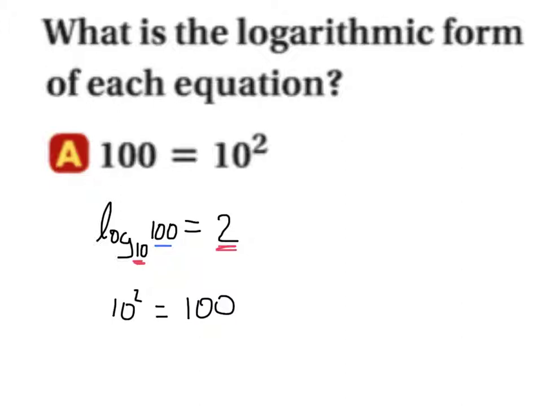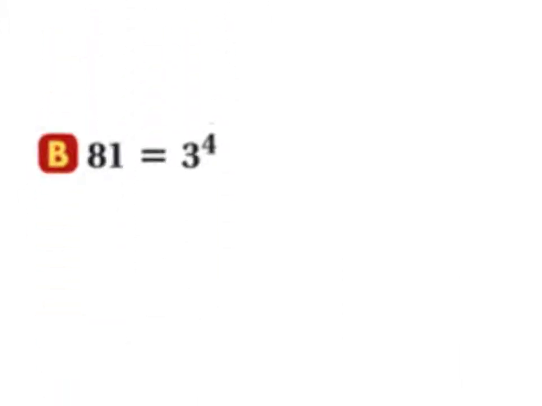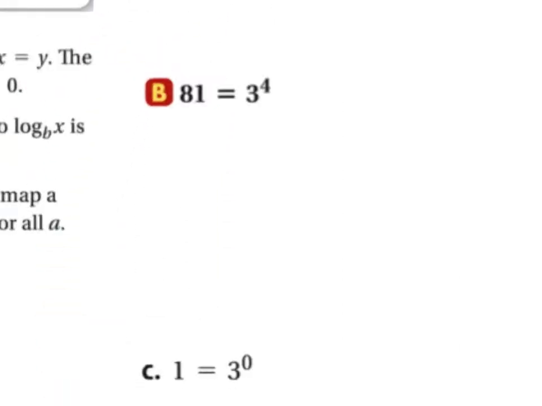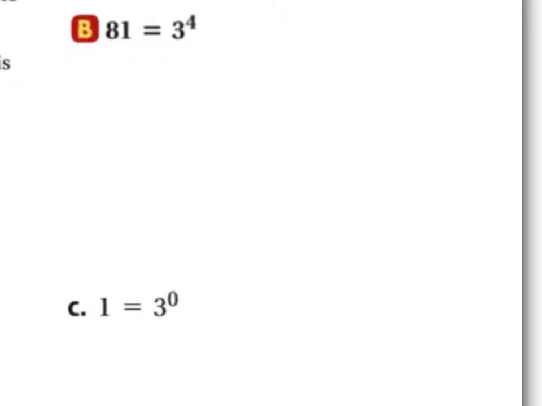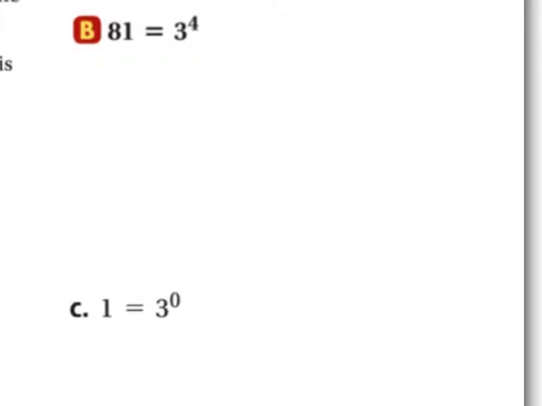And let's see what you guys can do on your own here. So I'd like you to do B and C. B and C. All right, so for example B here, what do we have? Log base what? Log base 3 of 81 equals 4. Excellent, perfect. That's exactly what we do. Log base 3 of 81 equals 4.